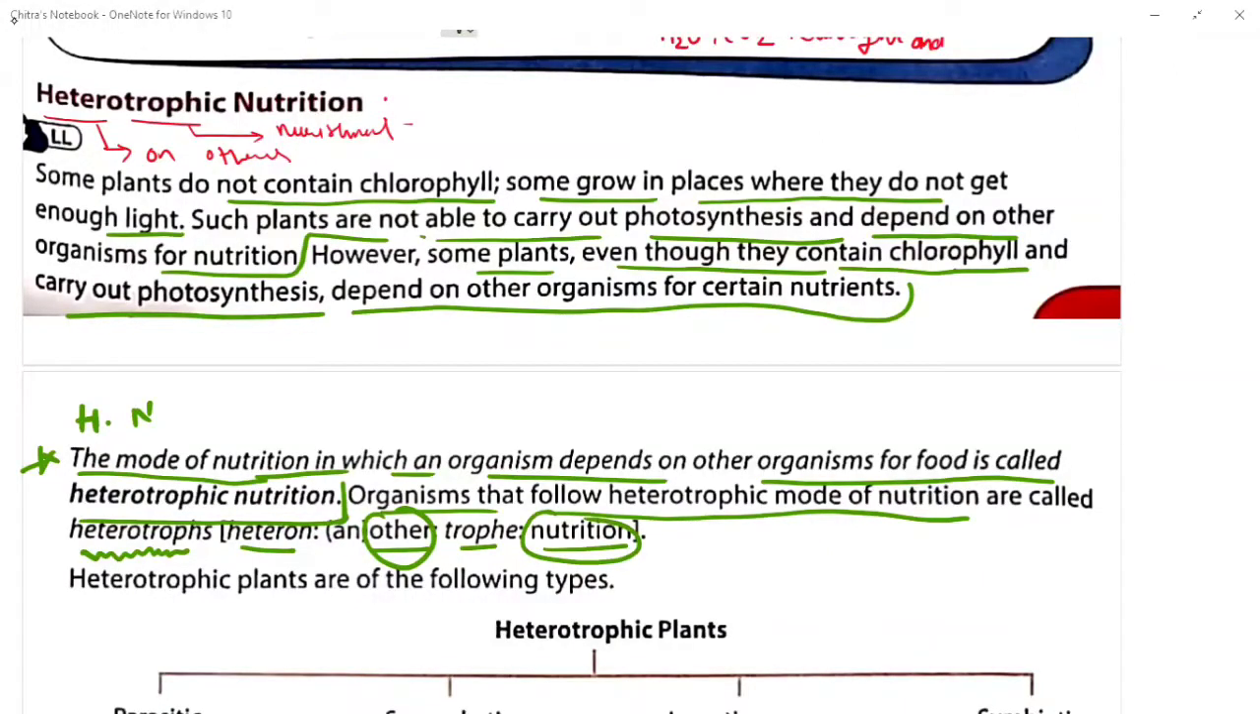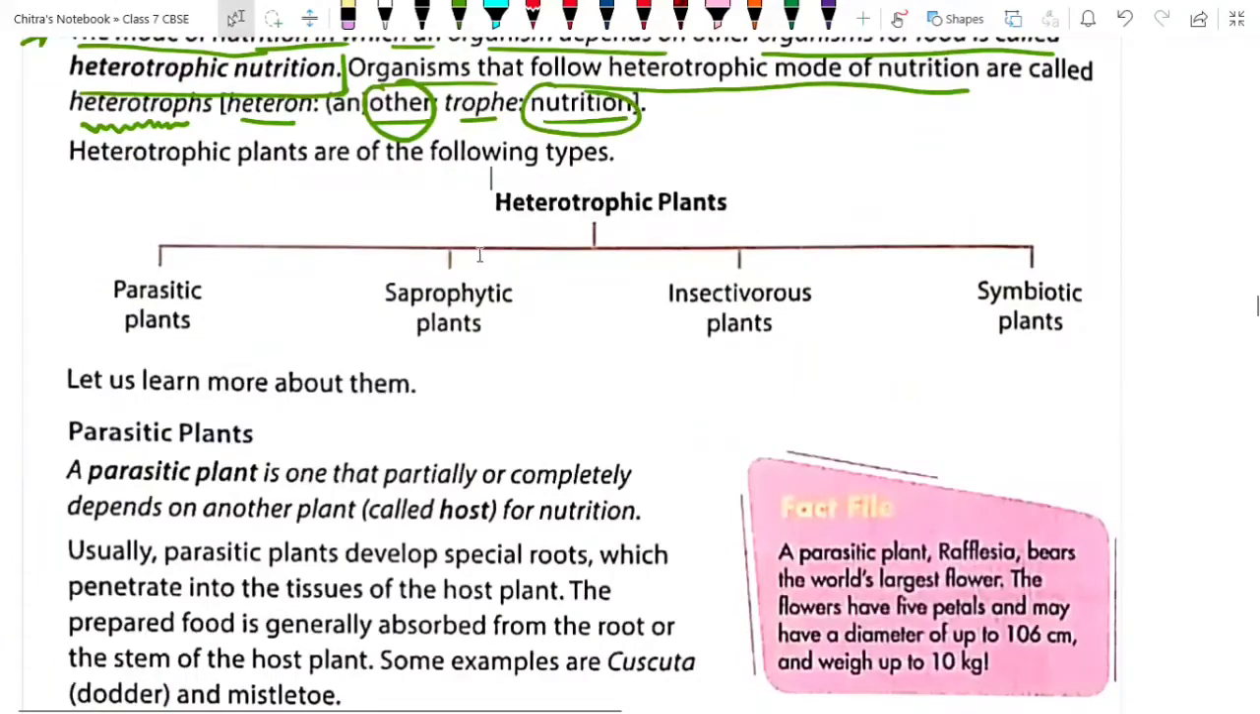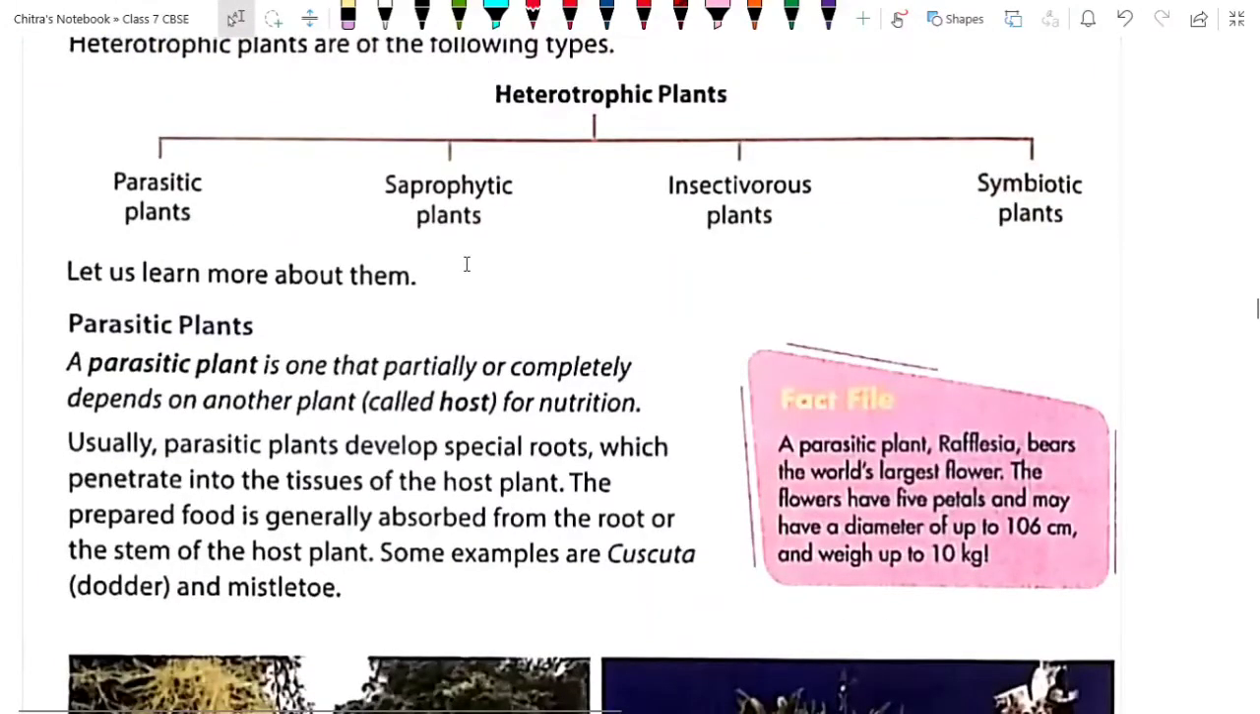Now we are going to discuss the different types of heterotrophic nutrition in plants. Here we have four main types of heterotrophic plants. Number one, parasitic plants. Number two, saprophytic plants. Number three, insectivorous plants. Number four, symbiotic plants. It is very important to understand these. First we will discuss the parasitic plant.